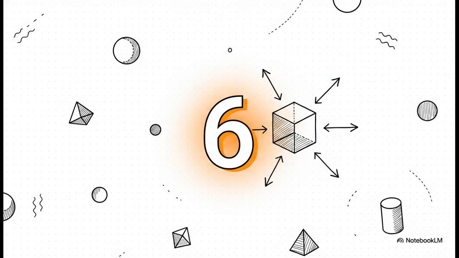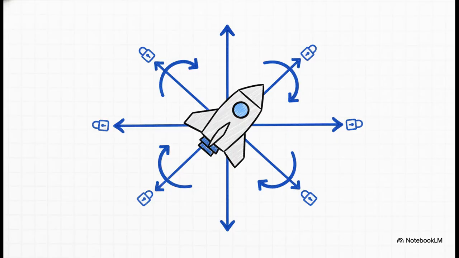Okay, to answer that, we actually have to start at the maximum. Before any datums are applied, a rigid body floating freely in 3D space starts with exactly 6 degrees of freedom. 6 independent ways it can potentially move around. Let's break this down really quick. Those 6 movements are basically 3 translations and 3 rotations.